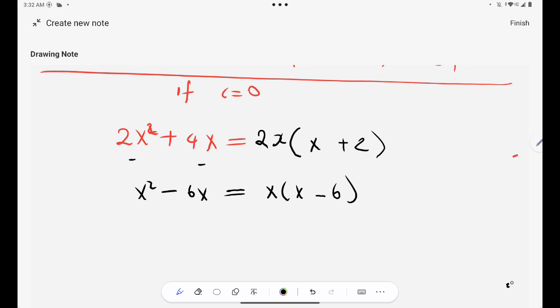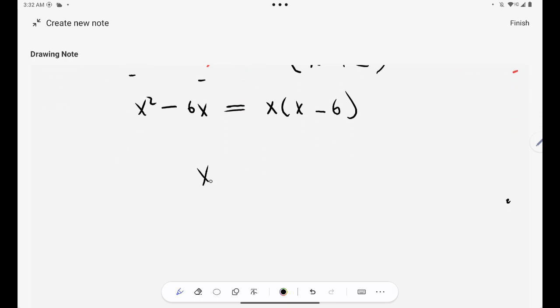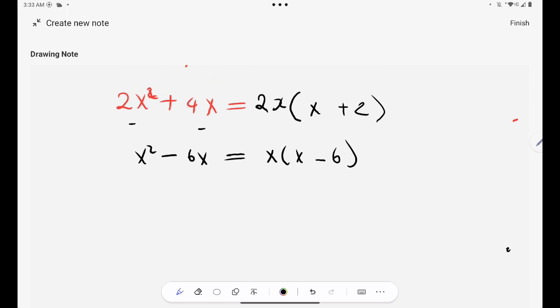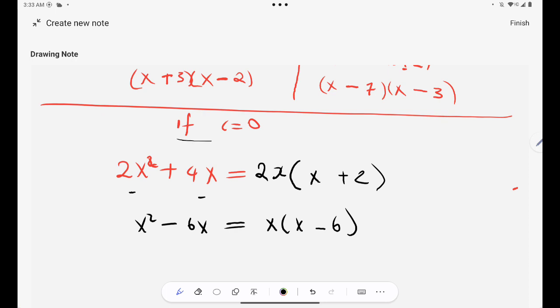Are you together? Please, guys, if you have x squared, this simply means that we have 2 x's multiplying one another. And if you take out one of them, you'll be left with one of them. Are you together? So please note that x squared just simply means you have two x's multiplying one another. So this is how you factorize if you don't have a constant term. If c is 0, you just need to take out a common factor.